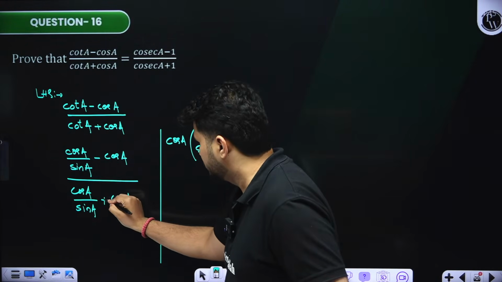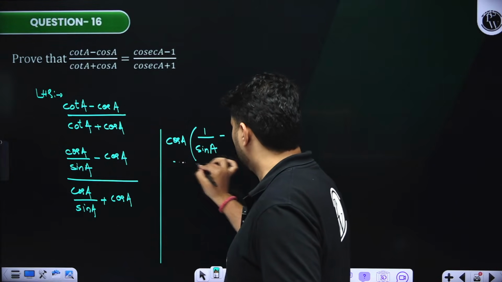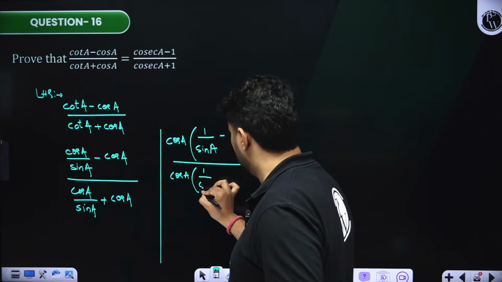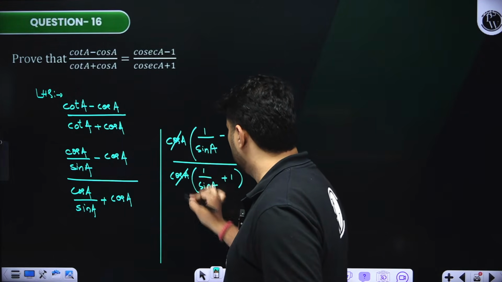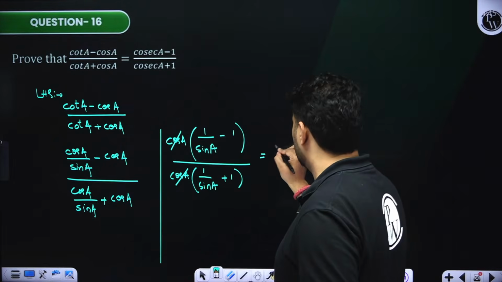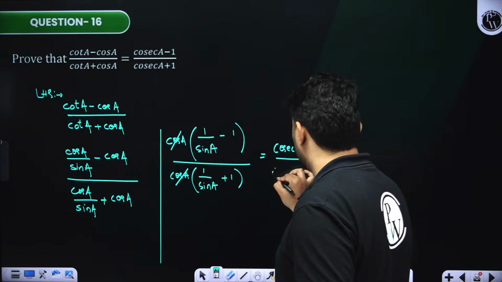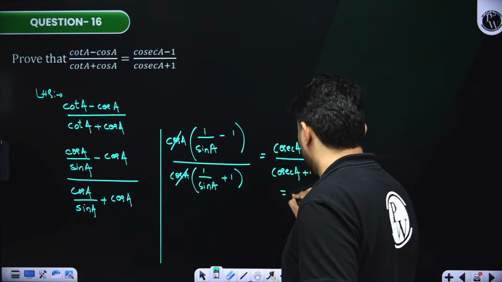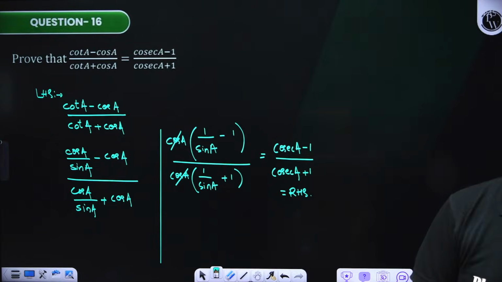Okay, here plus. Okay, 1 by sin A minus 1 divided by, again we have cos A over here, 1 by sin A plus 1, correct? So this will get cancelled. 1 by sin A is nothing but what? Cosecant A minus 1 divided by cosecant A plus 1, which is nothing but what? My RHS. Hence proved. Clear?